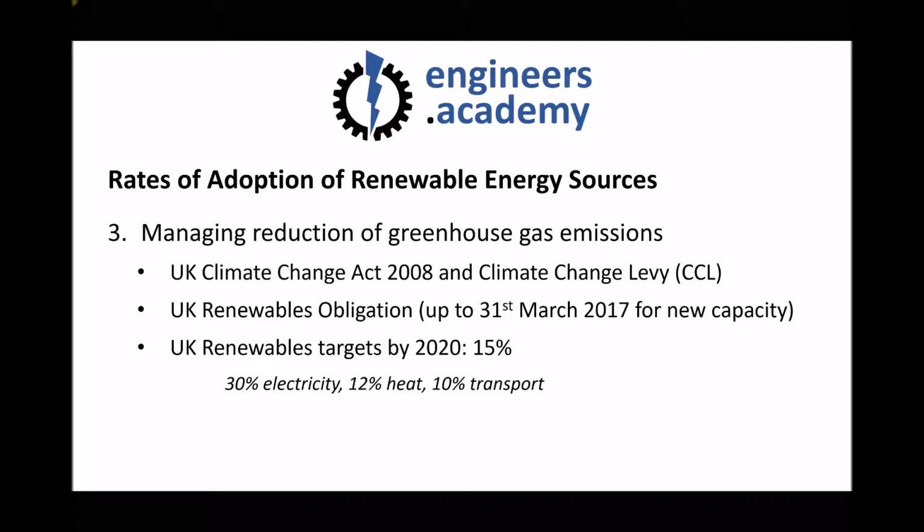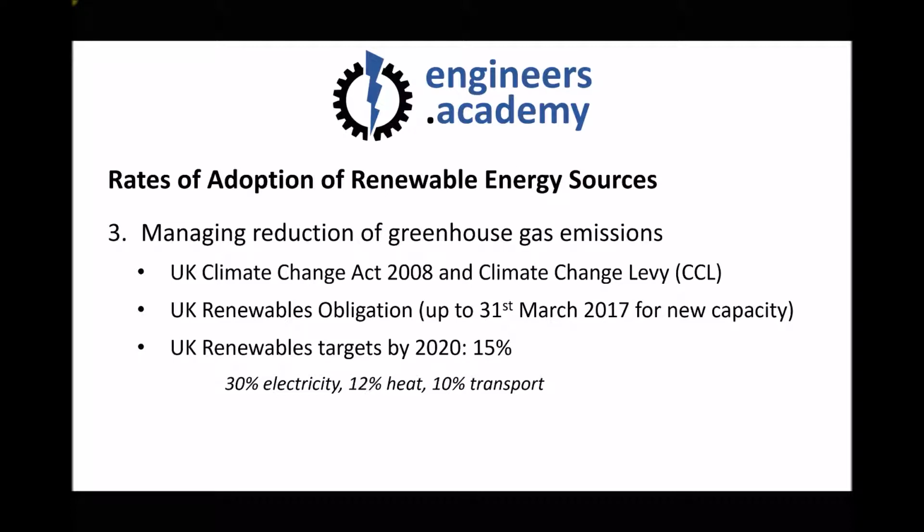Now, I mentioned previously that the UK Renewables target was to produce 15% of all of its energy from renewable sources by the year 2020, but we need to break that down a little bit further. The expectation by 2020 is that 30% of all of our electricity comes from renewable sources, 12% of all of our heating, and 10% of all of our transport.